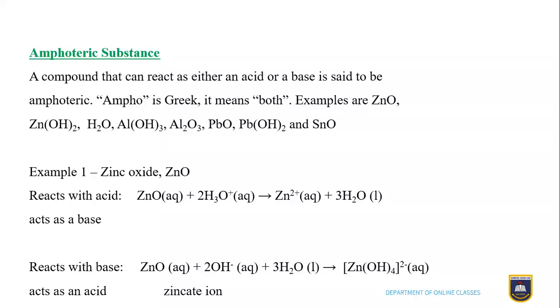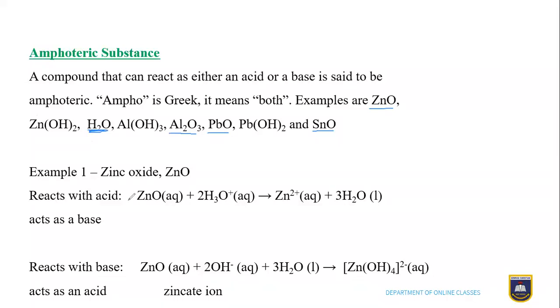You can write aluminum oxide. You can write lead oxide, lead 2 oxide. The oxides are aluminum oxide, lead 2 oxide, tin oxide, and then zinc oxide. Then the hydroxides, you have again zinc hydroxide, aluminum hydroxide, lead 2 hydroxide, but we don't have tin hydroxide, but we have water too. All of these substances can act as either an acid or a base, or they can react with an acid or react with a base.